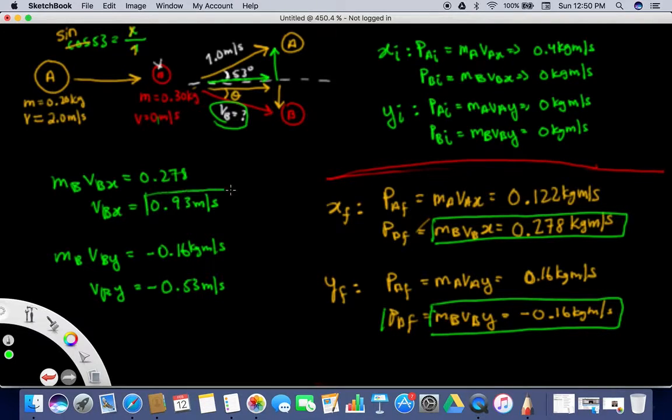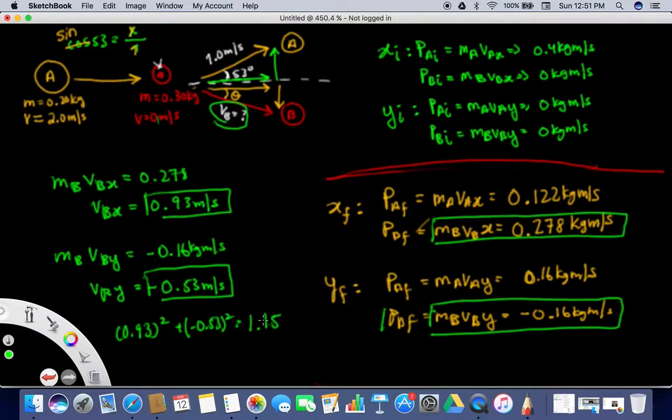So we can use these two pieces of information and solve for our resultant velocity. Okay, our horizontal is 0.93 and our vertical is negative 0.53. And to solve for our resultant, all we have to do is the Pythagorean theorem. So we do 0.93 squared plus negative 0.53 squared, and that gives us roughly 1.15.